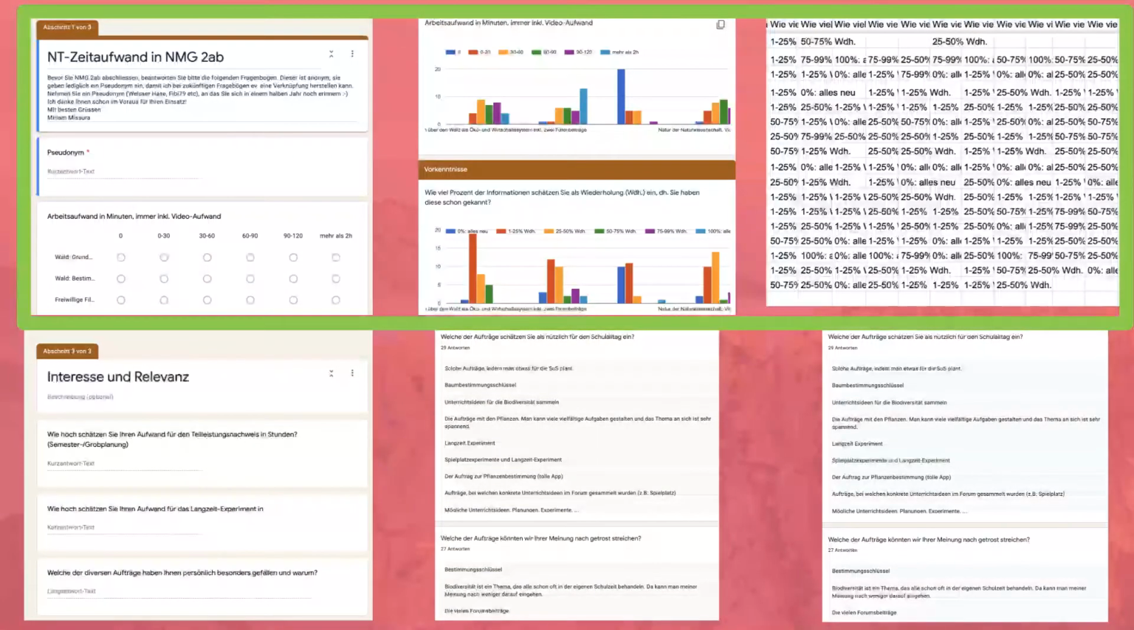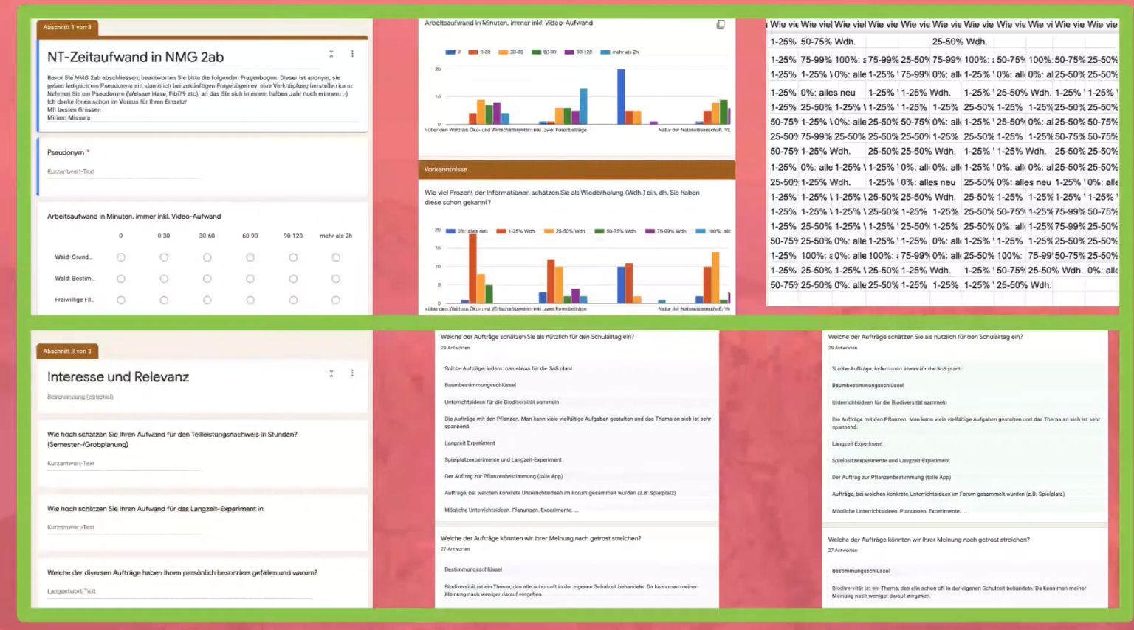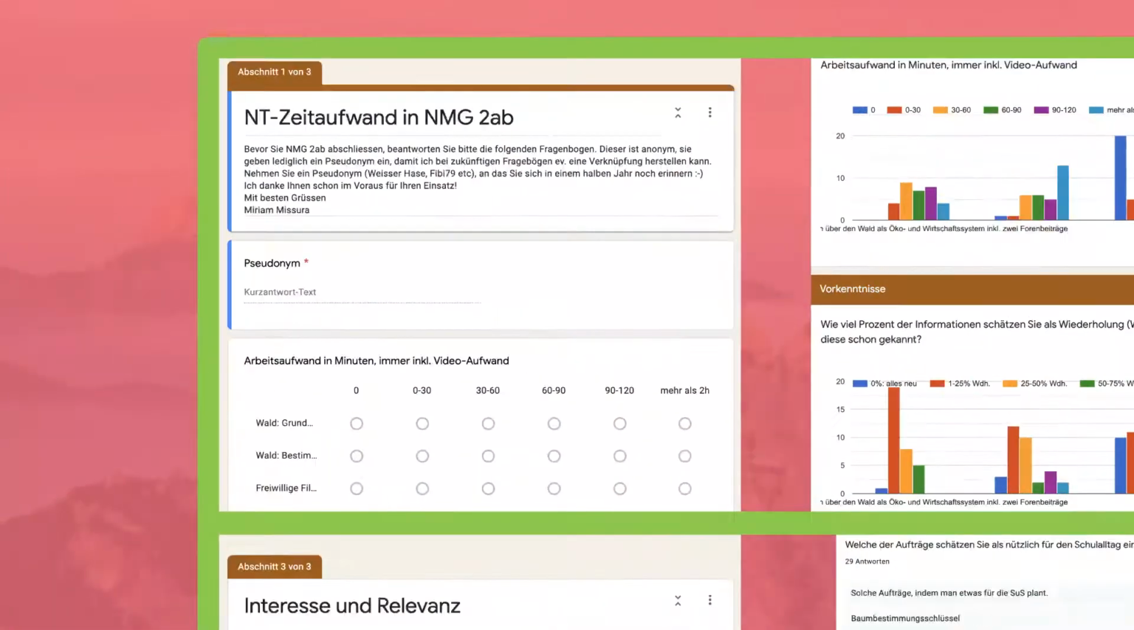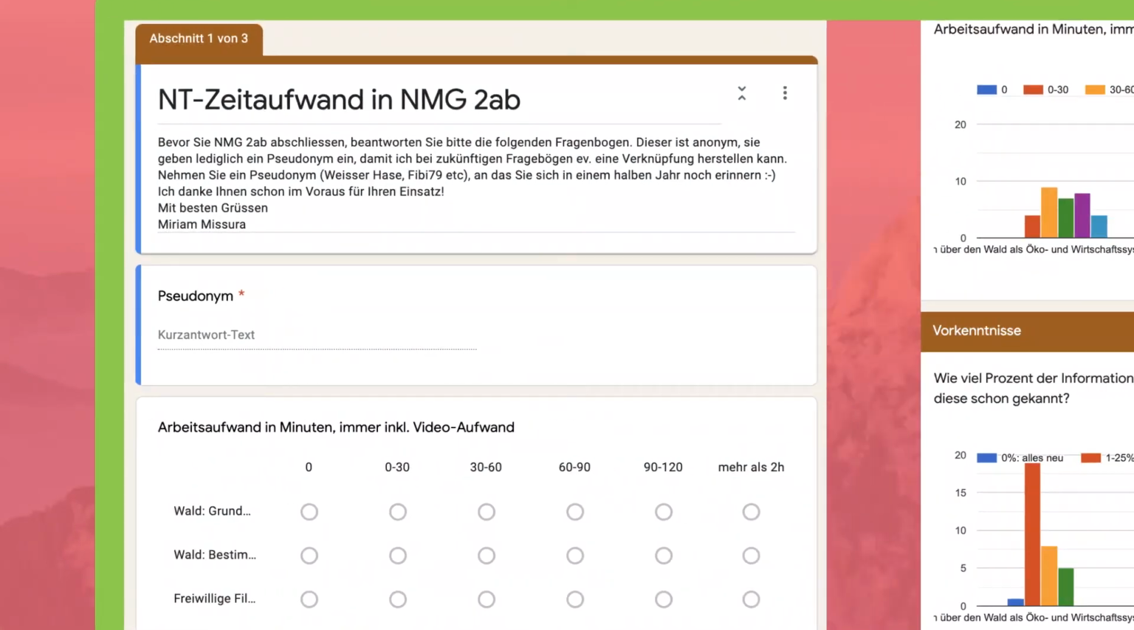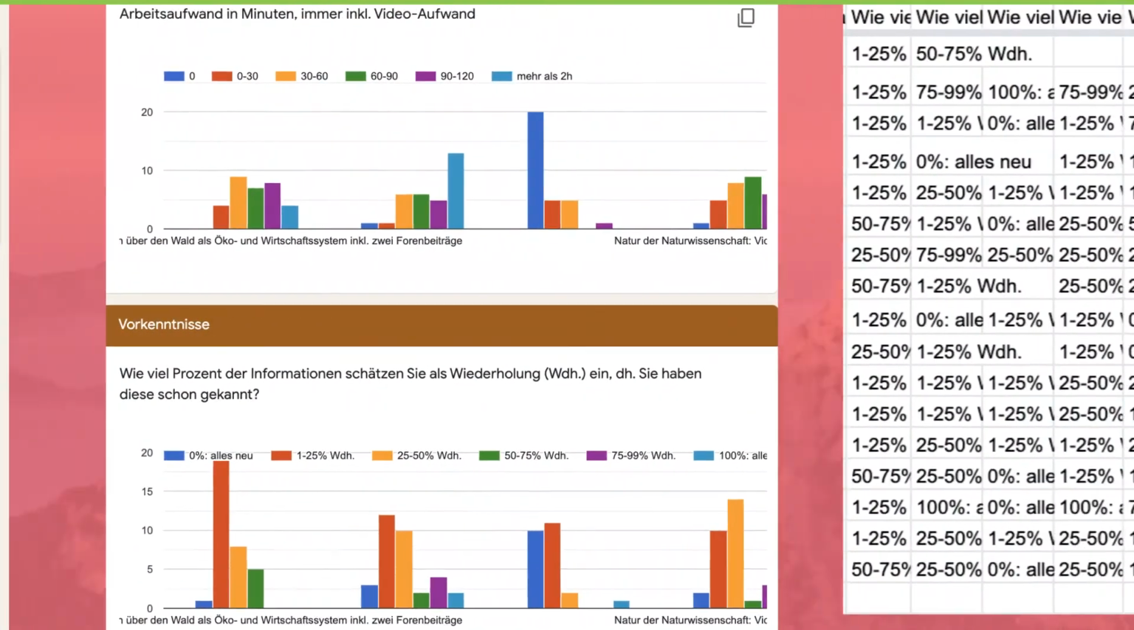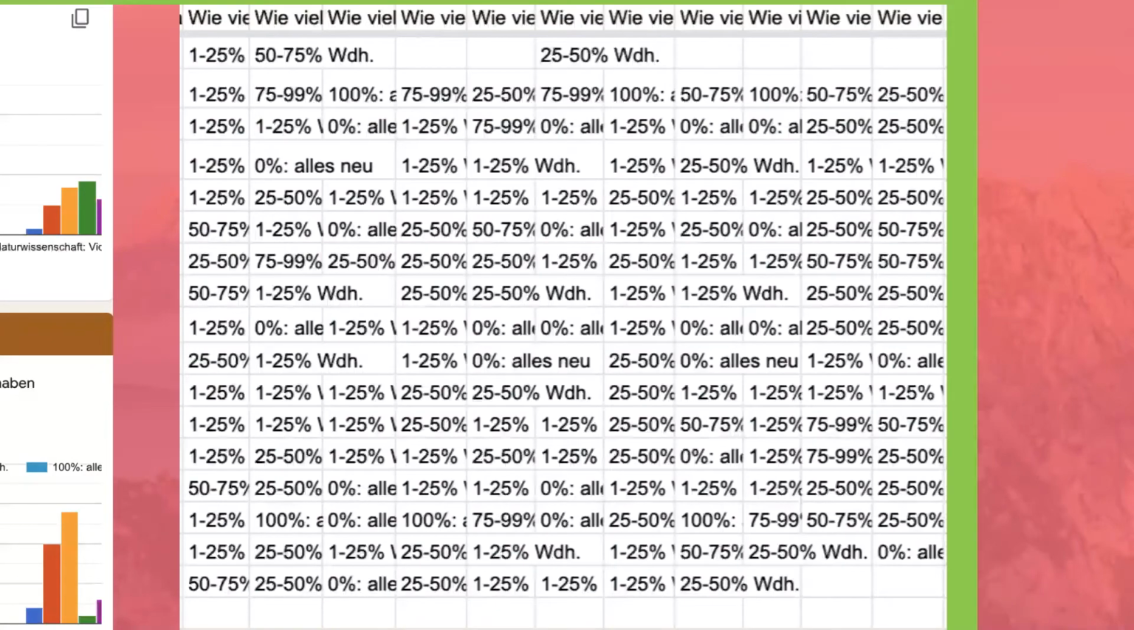Here I did a quantitative and a qualitative survey. I asked the students about the time needed for different assignments. Look always into the graphs and the raw data, as they can give you different insights.